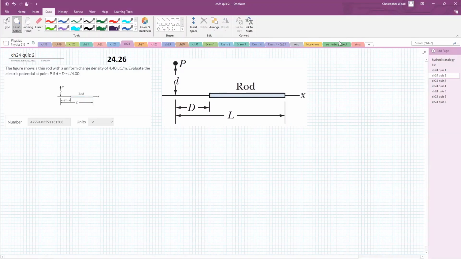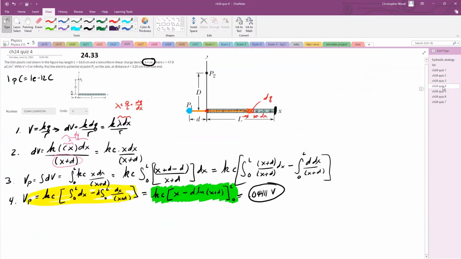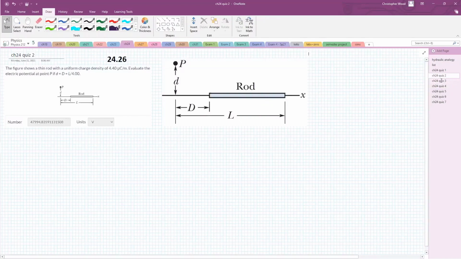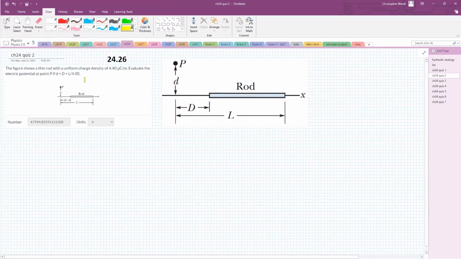So I have a system of points. Probert is standing there at point P. The figure shows a thin rod with a uniform charge density. That's critically important to say. In this case, the charge density is uniform, but that's not always the case, so make sure you read all of these terms carefully. This is a thin rod with a uniform charge density of 4.4 microcoulombs per meter. Evaluate the voltage at point P. So yes, Probert is standing right here.